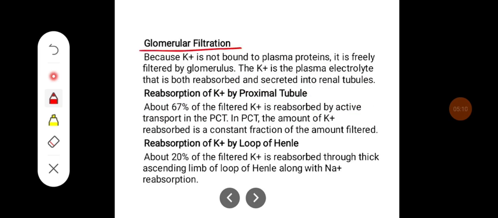Glomerular filtration. Because potassium is not bound to plasma proteins, it is freely filtered by the glomerulus. Potassium is a plasma electrolyte that is both reabsorbed and secreted into the renal tubules.